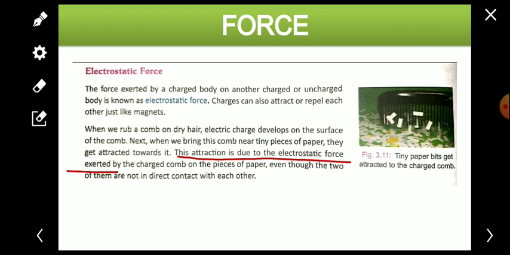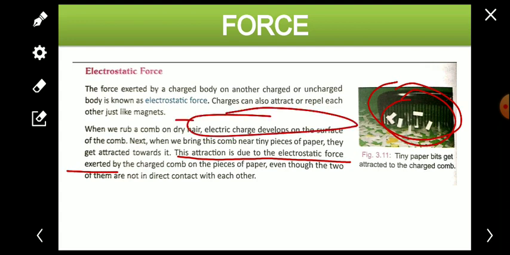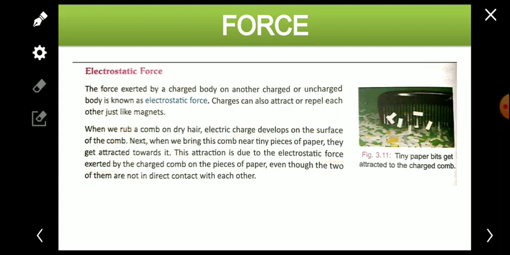This attraction is due to the electrostatic force applied by the comb. Why? Because now the comb is a charged object, as charge has been developed on it by rubbing on dry hair. So when it is brought near the tiny pieces of paper, it attracts them. So the comb has exerted the electrostatic force here. Got it? Electrostatic force.